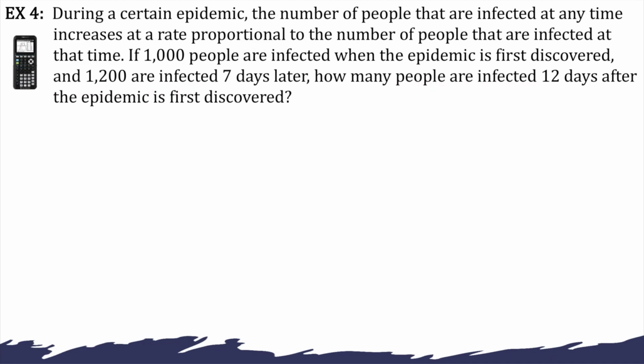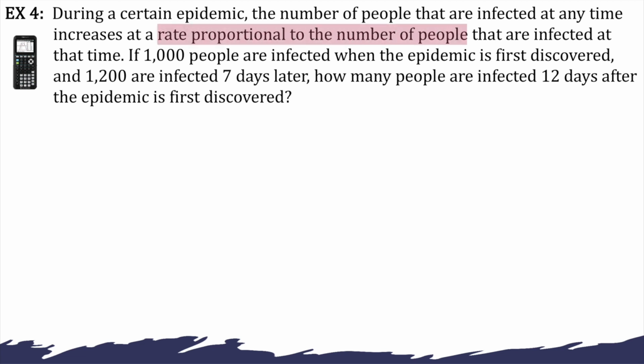During a certain epidemic, maybe the one that affected that previous business, the number of people that are infected at any time increases at a rate proportional to the number of people that are infected at that time. If 1,000 people are infected when the epidemic is first discovered and 1,200 are infected 7 days later, how many people are infected 12 days after the epidemic is first discovered?